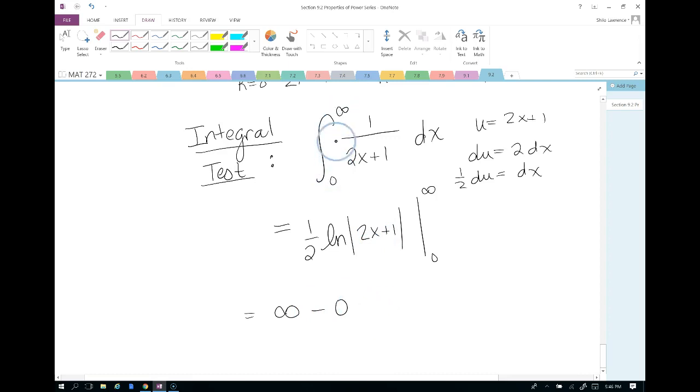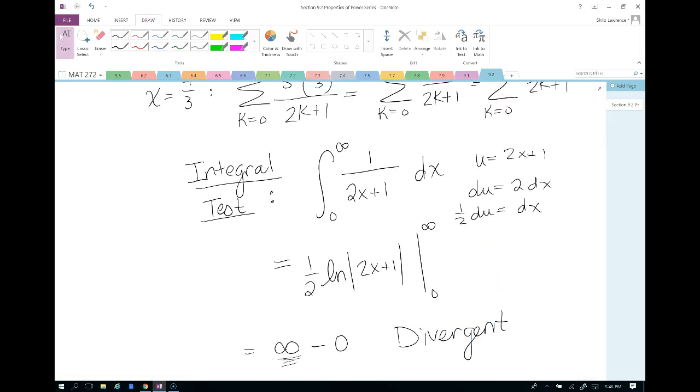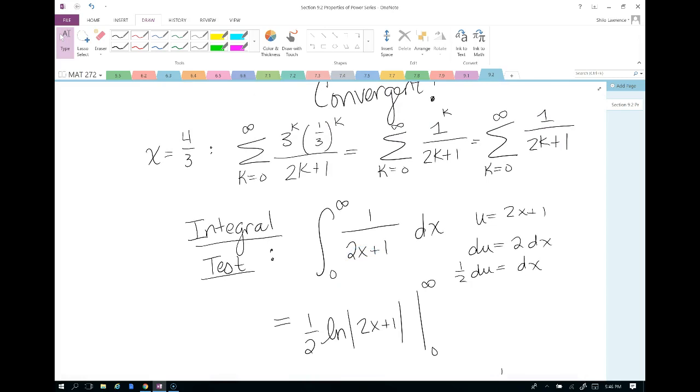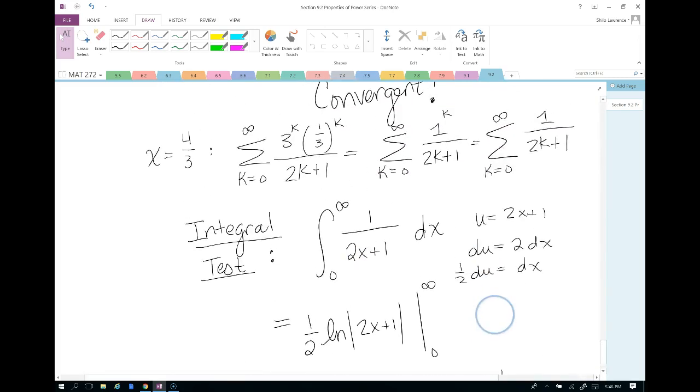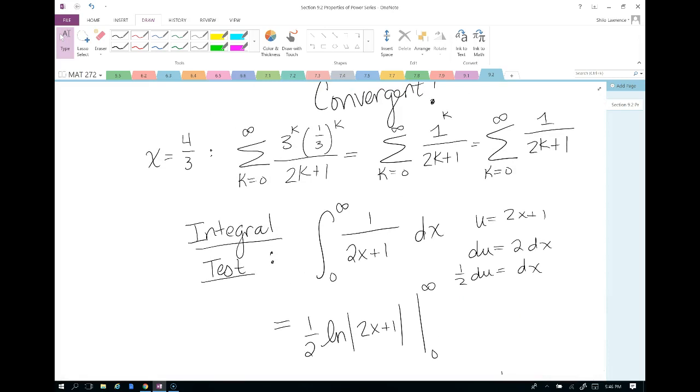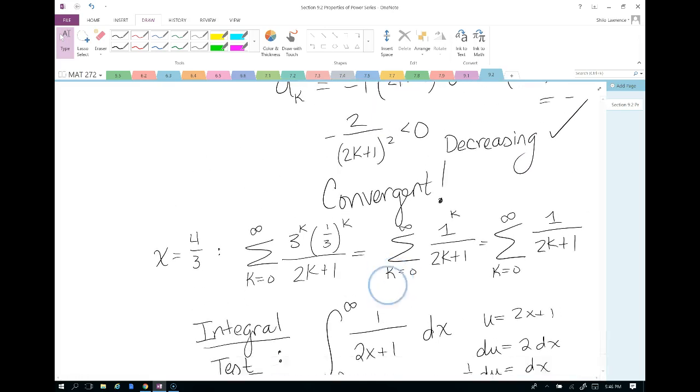Anytime you do these improper integrals and you still have an infinity in your answer, that means they're divergent. And the integral test says whatever the improper integral does, the series is going to do the exact same thing. So if that improper integral is divergent, that means our series is also divergent. So we do not want to include 4/3 in our interval of convergence. However, we do want to include the 2/3.